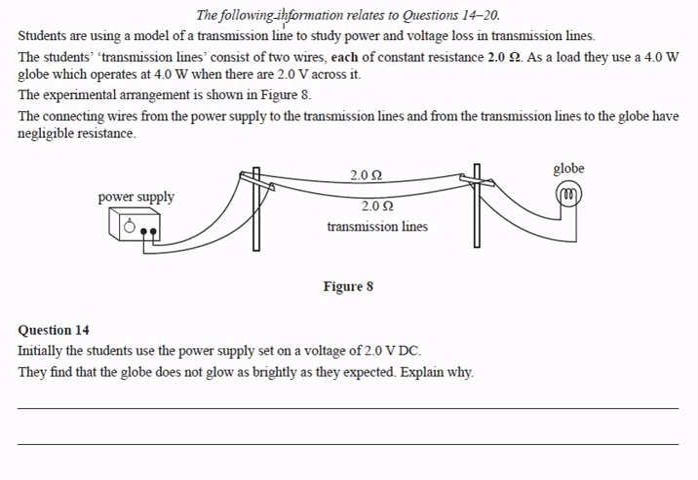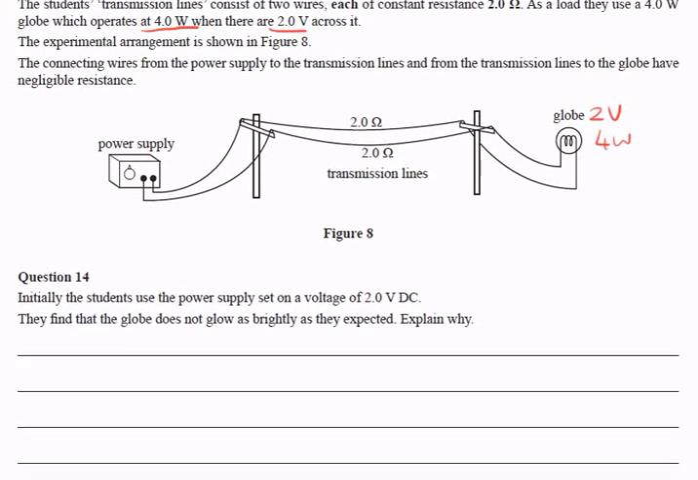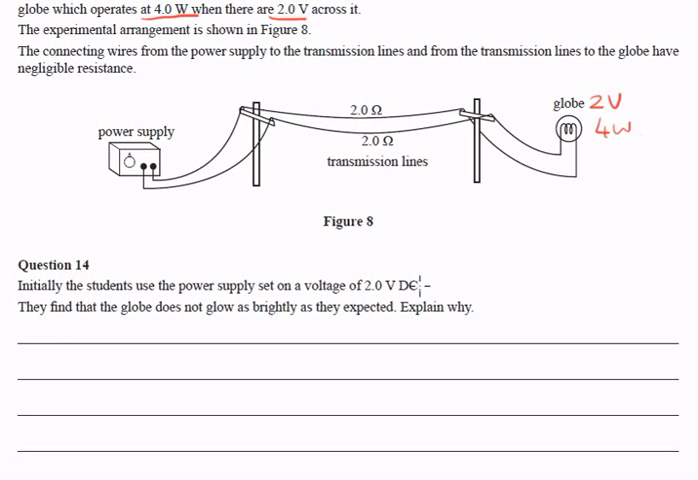This is the classic transmission wires, and then a question, and then it leads on to usually transformers as well. So we've got two transmission wires, each has a resistance of 2 ohms, so the total resistance is 4 ohms. This guy here wants to operate at 4 watts when there's 2 volts across the bulb, 2 volts and 4 watts. So they initially set their power supply to 2 volts because that's what they think the globe wants, but they find the globe does not glow as brightly as expected. Explain why.